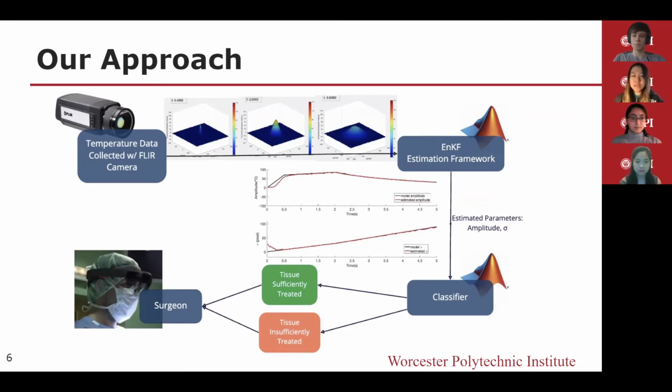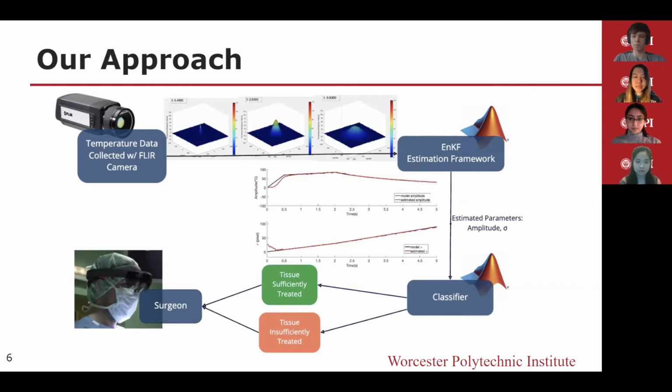Our approach to this problem contains 4 parts: temperature collection, parameter estimation, classification, and feedback to the surgeon. The temperature collection module in the real-world scenario collects sequential tissue surface temperature data with a FLIR camera. Then the temperature data are passed to the estimation framework, where we use the nonlinear filtering and augmented ensemble Kalman filter to estimate the time-varying parameters of the temperature data. The time-varying parameters can provide an approximation of the tissue properties.